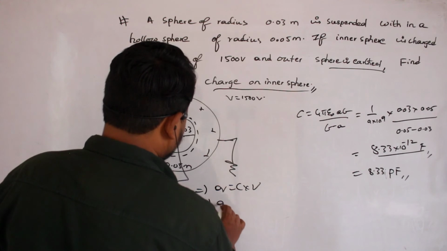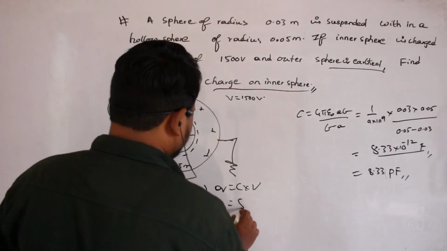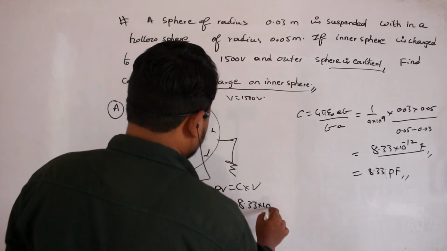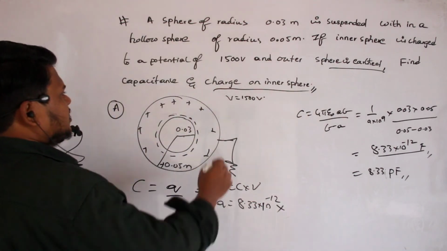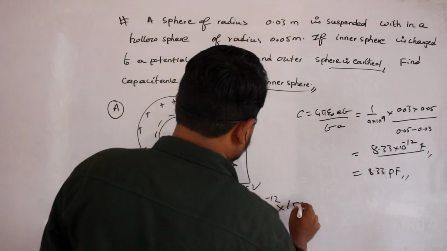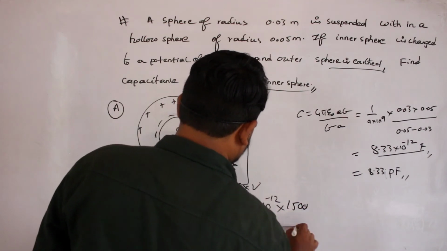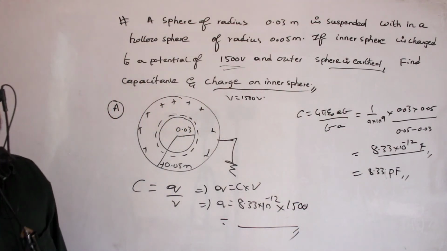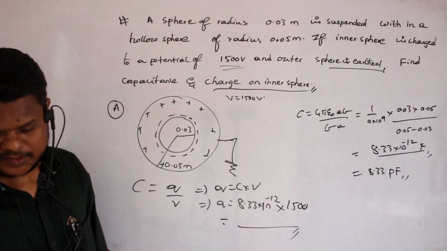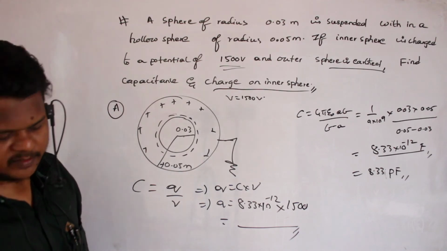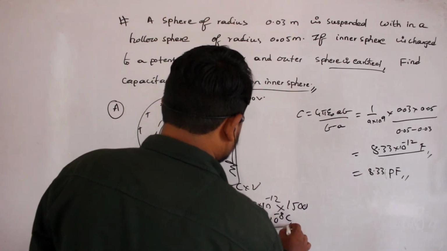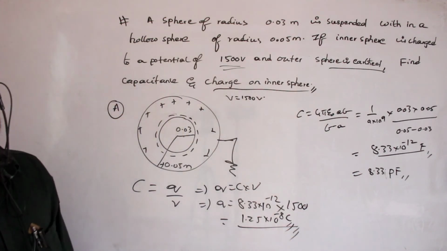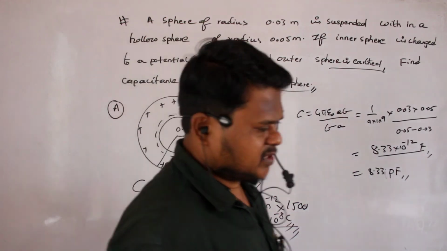Clear? So Q is equal to the capacitance we have already calculated, 8.33 into 10 power minus 12, multiplied by the potential. Potential is already given, 1500 volts. So just do this calculation, and that will be the amount of charge stored. What is the answer you should get? 1.25 into 10 power minus 8 coulombs. This is the amount of charge. That's all. Very simple questions.